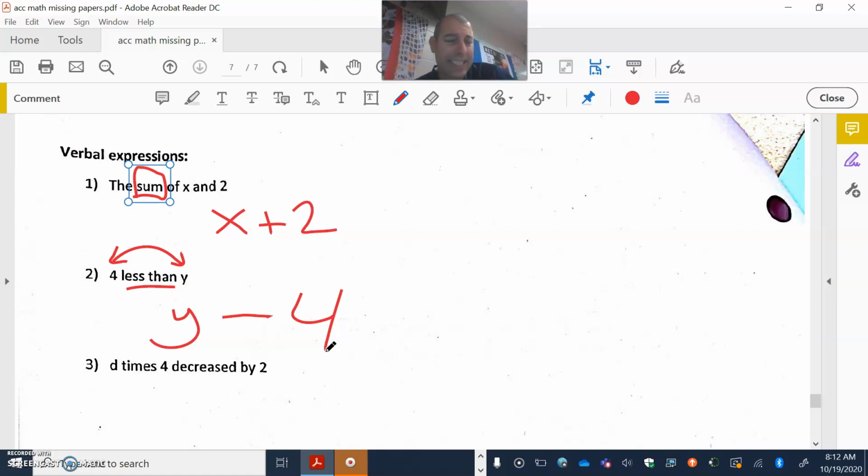And then for 3 here, d times 4 decreased by 2. So remember, times means multiplication, but remember how we write out multiplication with your variables, or your letters, if you will. When we multiply a number and a letter, it's always the number first and the letter second. So we write out 4d. We don't use the dot for multiplication. We multiply numbers and letters right up against each other. And then decreased by 2, so then we're going to subtract 2 with it.